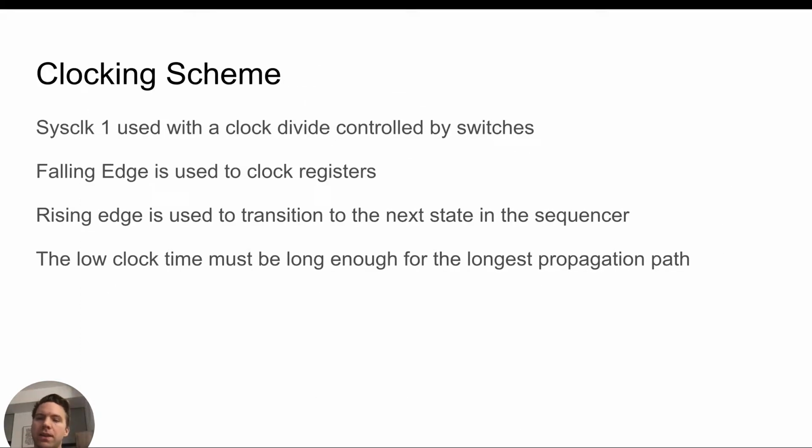We use something built into the machine called sysclk1, which allows us to use a clock divide controlled by switches on the board. We use the falling edge to clock registers and the rising edge to change the next state in the sequencer. And the big caveat here is the low clock time must be long enough for the longest propagation path.